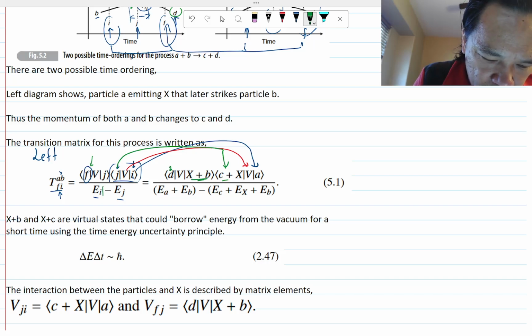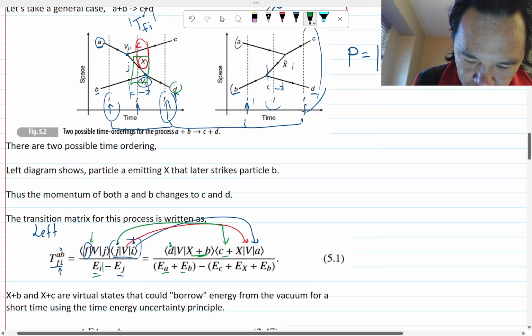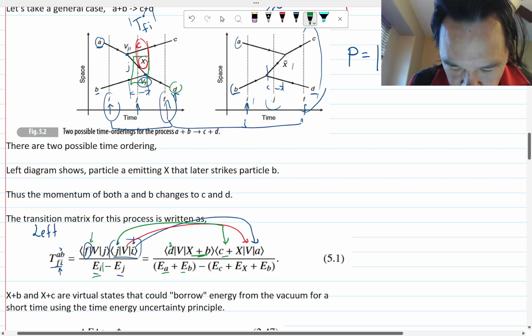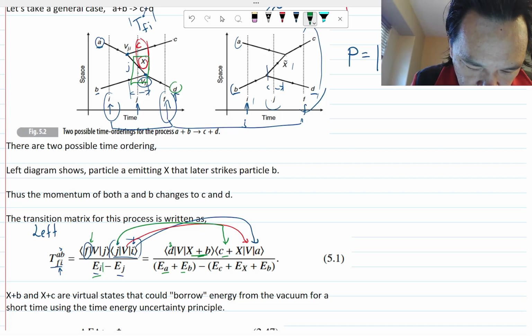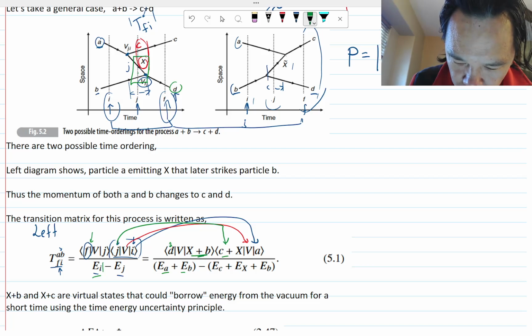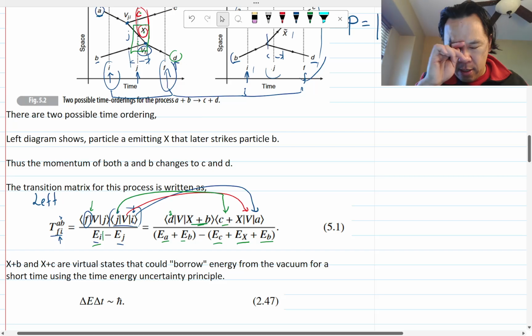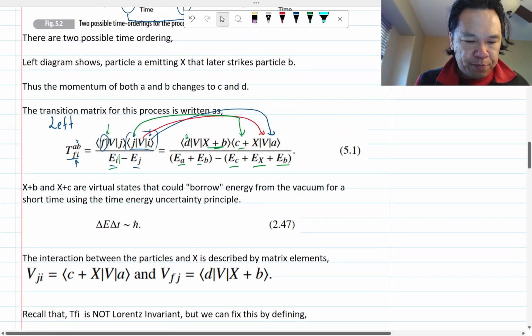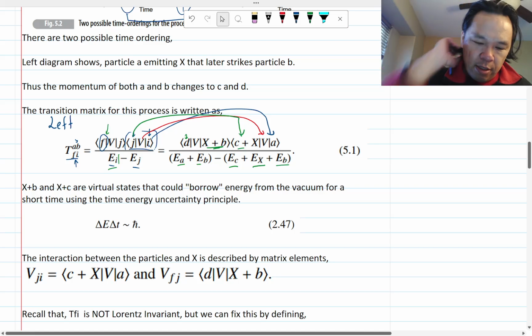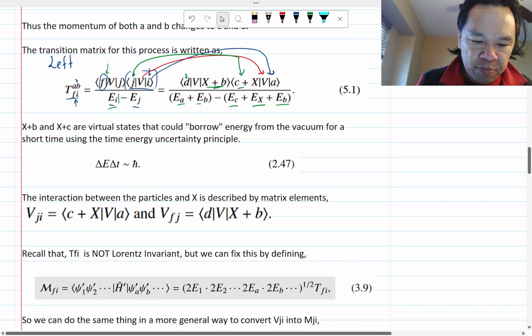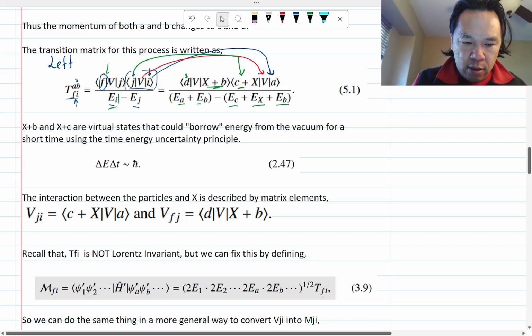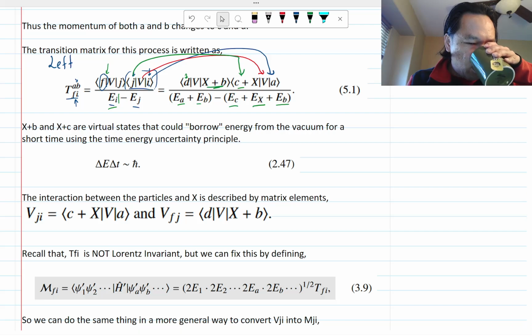Well, the initial energy is whatever the initial energy of the A and B particles are, those two electrons. The intermediate energy is the sum of the C particle's energy, because C exists here, the X particle energy, because X exists here, and the B particle energy, because B also exists here. We're just tracking a lot of these energies to make sure we're accounting for all of them.